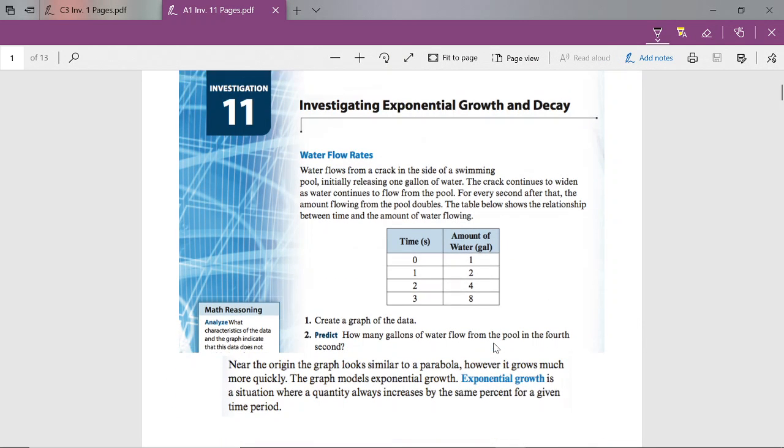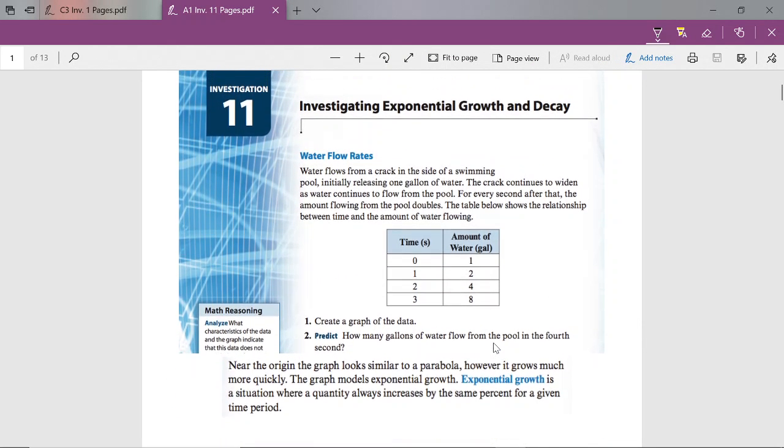Algebra 1, Investigation 11. Just like we've done before, we are investigating another type of function. Today it's all about exponential functions, both growth and decay. So we'll just jump right in.